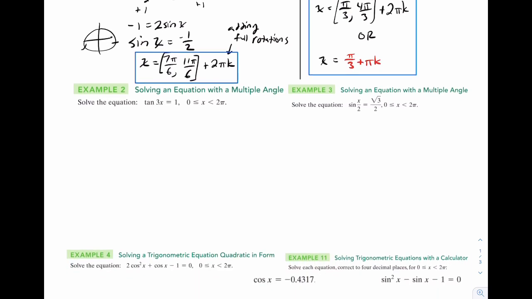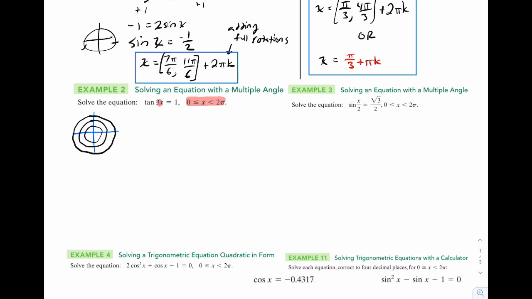So quickly notice that this one does have a restriction. So we're not going to have to do this plus 2 pi k thing we did last time. But there is a difference here. Also notice there's a 3x. So to handle this, we're going to have to actually draw 3 circles. So we're going to draw circle 1, circle 2, circle 3.